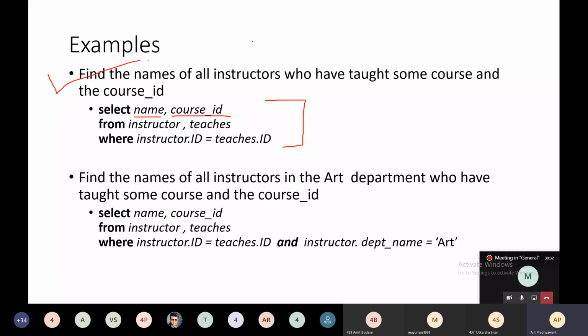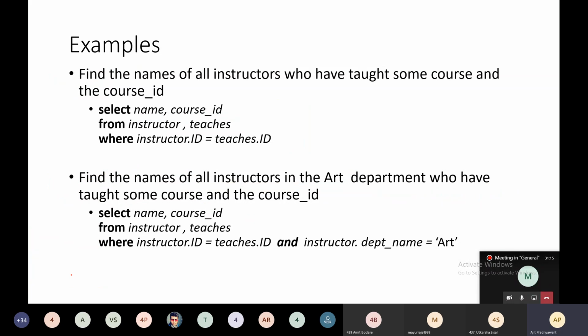Next, suppose the query is like this. This is called a query statement. Find the name of all instructors in the art department. Suppose art is a department and the query is: find the name of all instructors in the art department who have taught some course, and the course ID. It means you have to retrieve the name of the instructor present in the art department and who has taught some course, and the course ID.